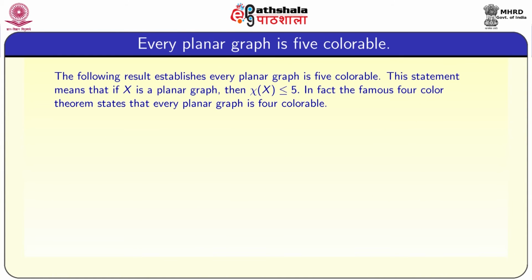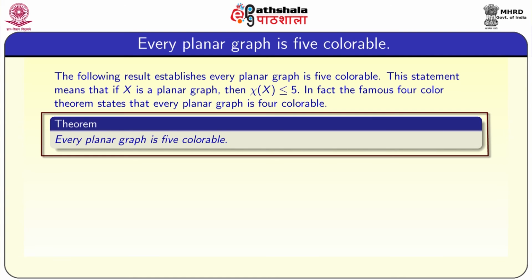Now, we are going to show that every planar graph is 5 colorable. The following result establishes this. The statement means that if X is a planar graph, then the chromatic number of X is less than or equal to 5. In fact, the famous 4 color theorem states that every planar graph is 4 colorable. So, theorem: every planar graph is 5 colorable.